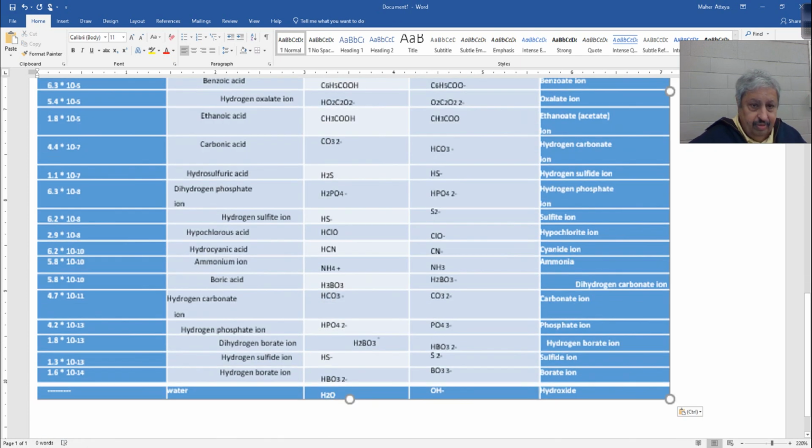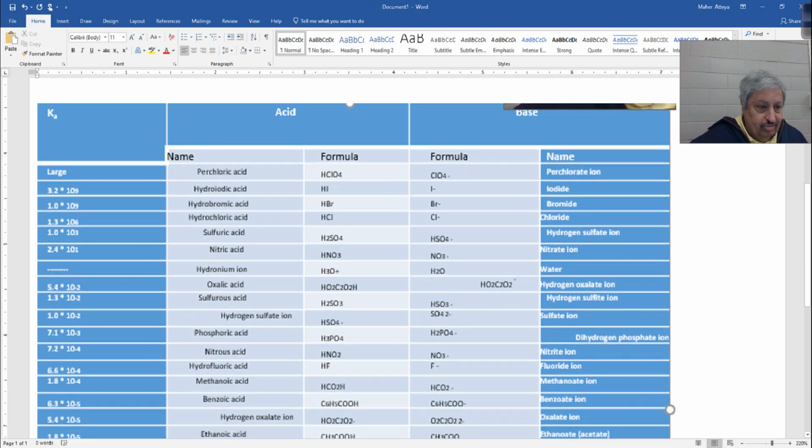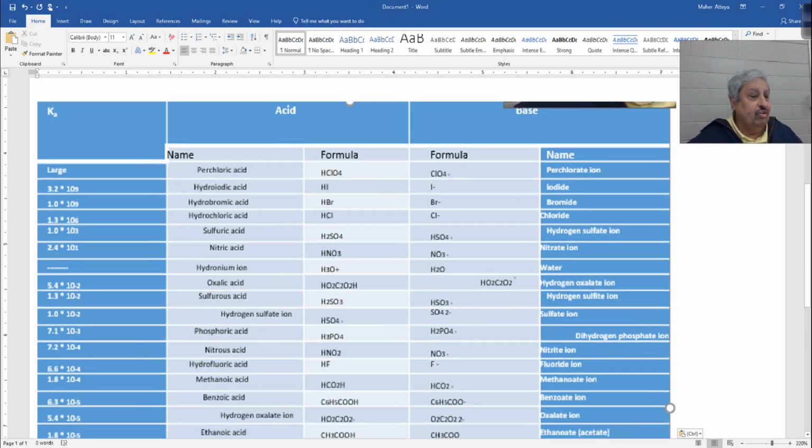Okay, it is. Now let's look at the strongest one. Perchloric acid has no value. Look at the hydrobromic acid, 10 power 9. Is that in the million or billion range? That's in the billion range. Can you see that? It is 3.2 10 power 9. Those are very, very large numbers.